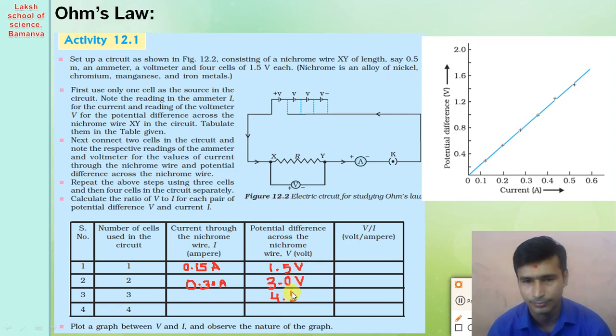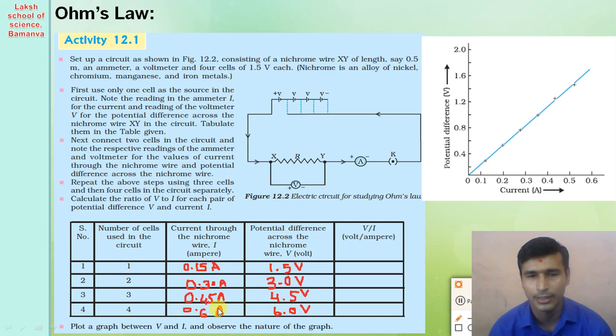The potential difference for the 3 cells is 4.5 volt and the electric current passing through the conductor is 0.45 ampere, right? And for the 4 cells, the value of the reading is 6 volt and the electric current passing through the conductor is 0.6 ampere.